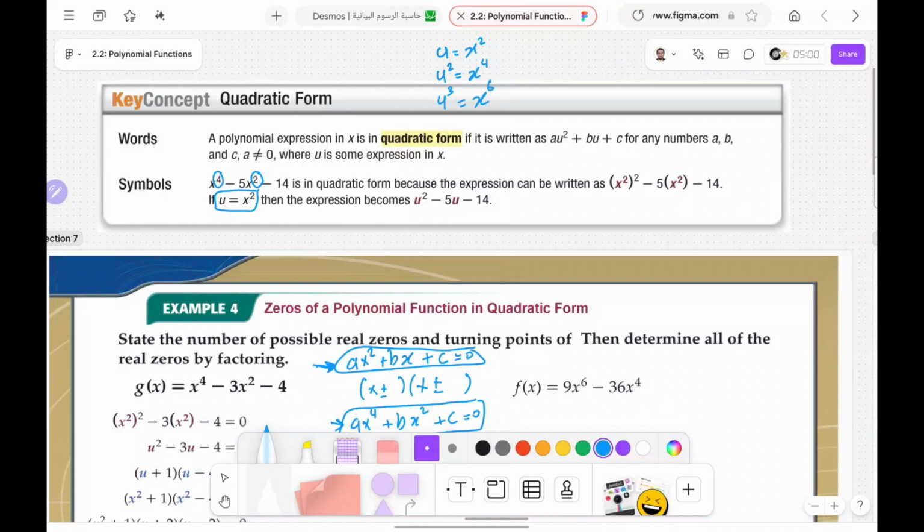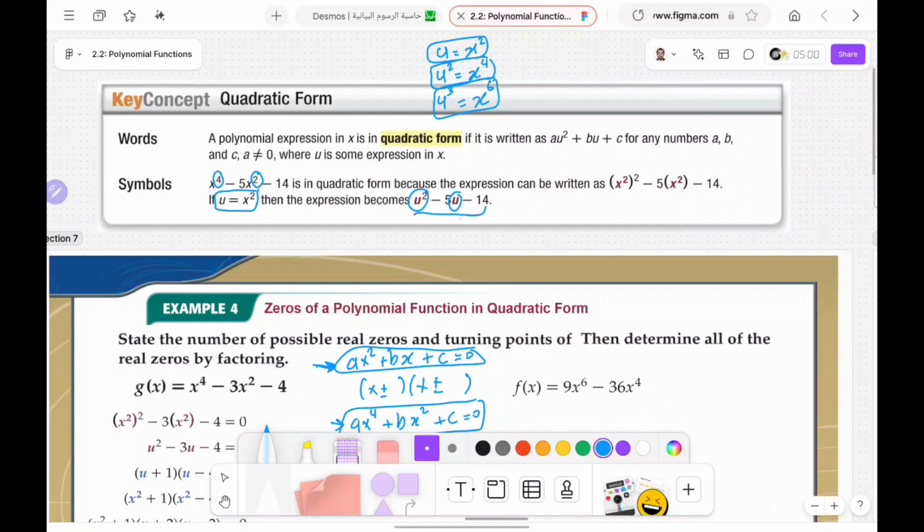So as you can see here, every u represents 2 x's. One u is 2 x's, 2 u's will be 4 x's, 3 u's will be 6 x's. So now every x squared, replace it with u. How many x's do I have here? I have 4 x's, so I replace it with u squared. Here I have 2 x's, so I replace 2 x's with 1 u.